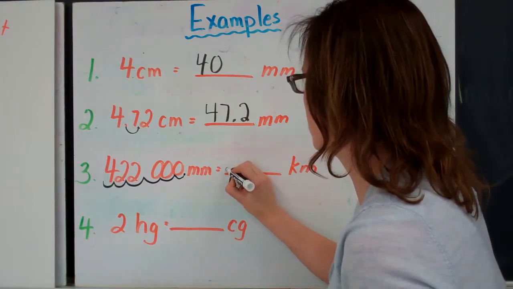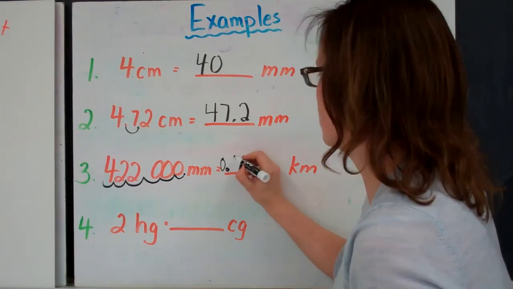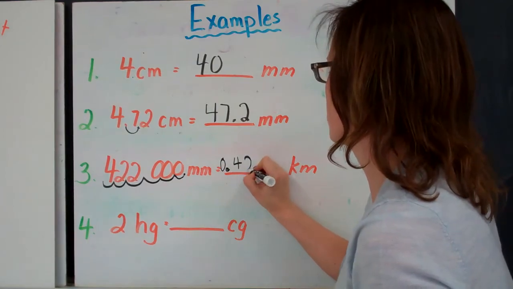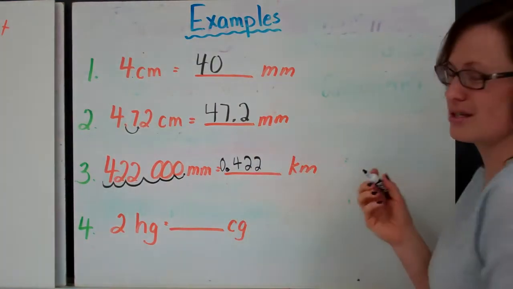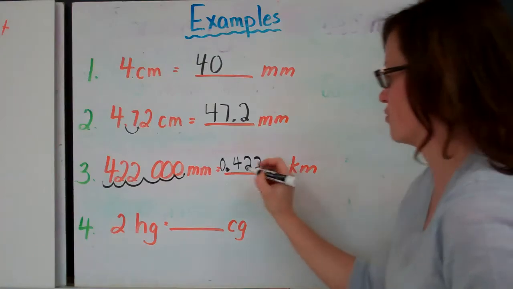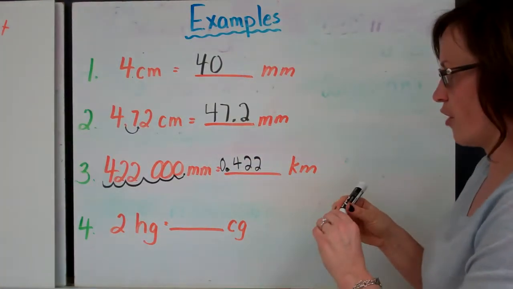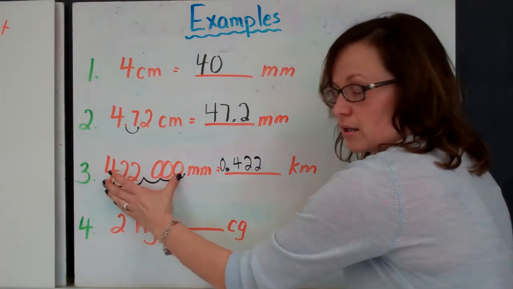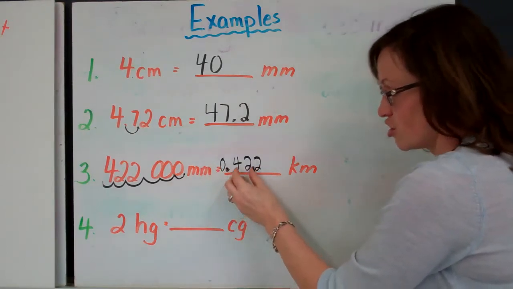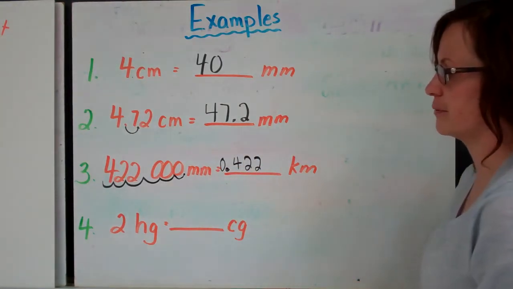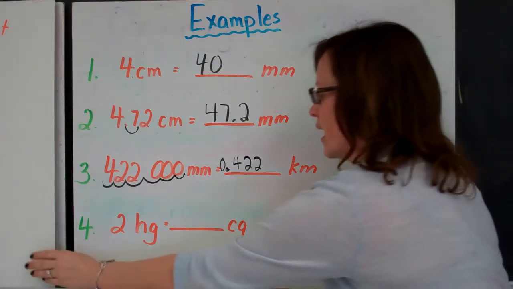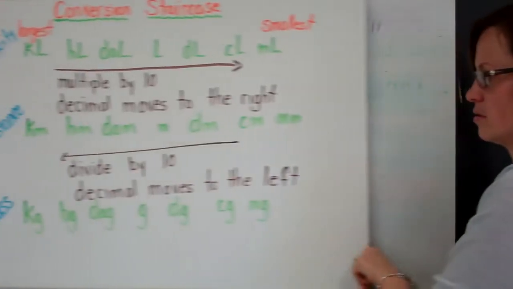So my number turns into 0.422. Now I could put the zeros, but I don't need to. I could keep going with zeros forever. But I see I go from a really large number, small unit of measure, to a small number, large unit of measure. And the last one, 2 hectograms to centigrams.